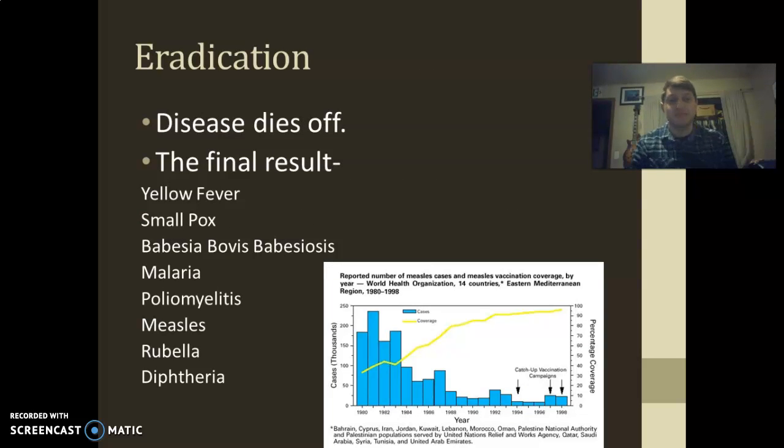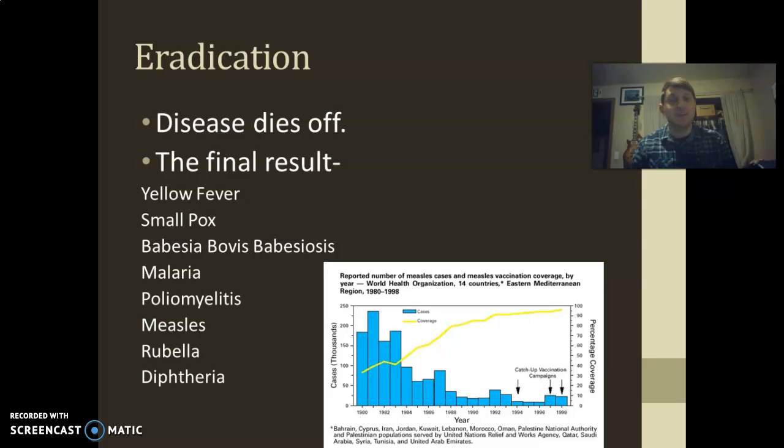And the third part is the most important, which is eradication. Eventually, with herd immunity, if it's done properly, and the vaccinations and other immunities are working together, the disease will die off and be eradicated. It'll be the final result of what we want.